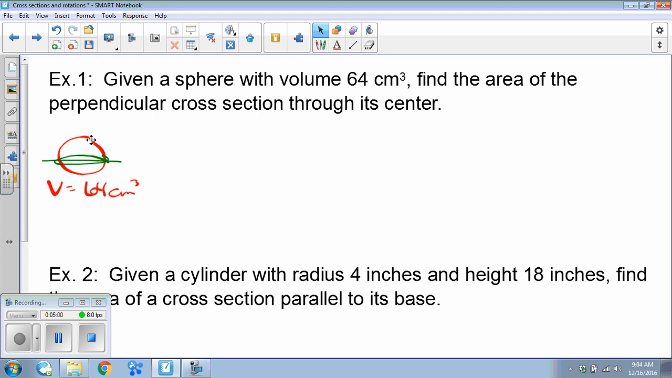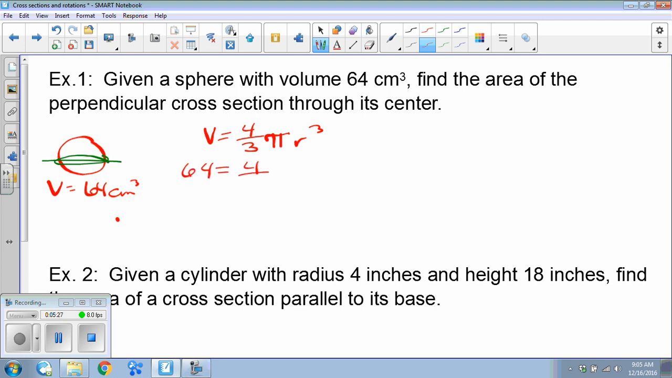That is my way to find the radius. So you have to find the radius first, and then go back and plug it in and find the area of that circle, okay? And so we use the volume. So the volume of a sphere is 4/3 pi r cubed. Okay? And so we know the volume, we don't know the radius. So we plug in the volume, that's 64 equals 4/3 pi r to the third power.